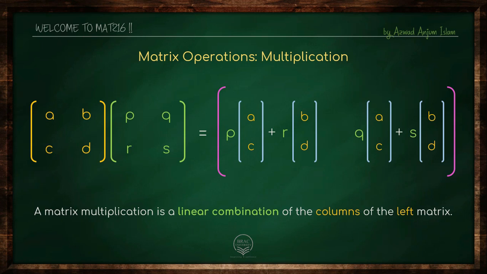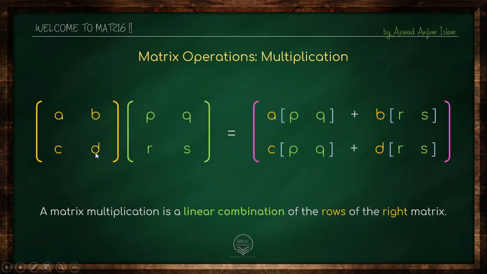We can also look at it from the row perspective. In this case, the matrix multiplication is a linear combination of the rows of the right matrix. We have the rows P and Q and R and S here, and in this case, the rows of the left matrix are determining the scaling factors, how many times to take each row of this green matrix. For the first row of the resultant matrix, this row is telling me take P and Q A times and R and S B times. For the second row here, this row is telling me to take P and Q C times and R and S D times.